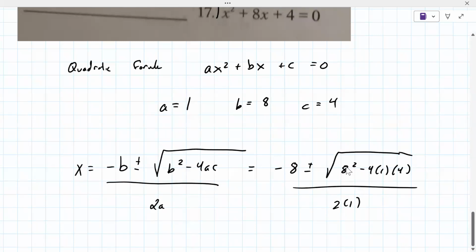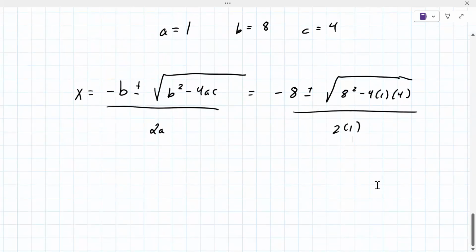Now, the main thing that students struggle with is this part inside the square root. So I'd like you to calculate 8 squared minus 4 times 1 times 4 for me, please. Just the part inside the square root. Just give me that number. Let me get the calculator out. Don't use the phone. Use a downloaded calculator app, like the Desmos graphing calculator.